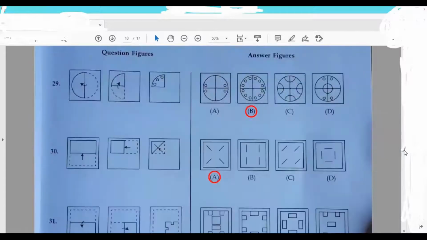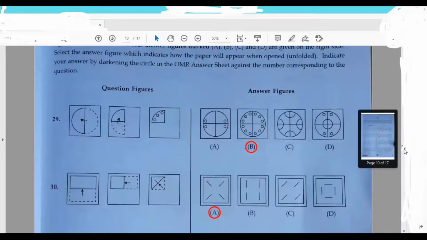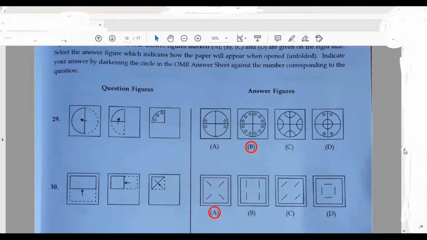Now, coming on to the 29th, you have to find out the answer figure when a paper is folded and then unfolded, what it will look like. The paper is folded into two halves, then into three, and when a dot is created, what will be the answer figure? The answer figure will be B. Okay, the correct answer to this question is B.